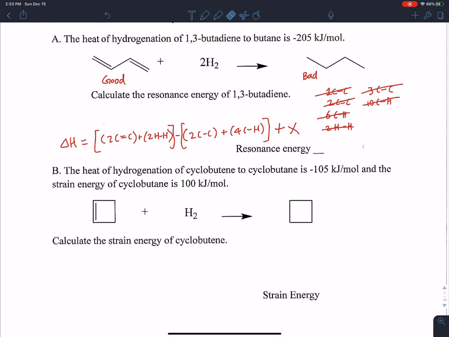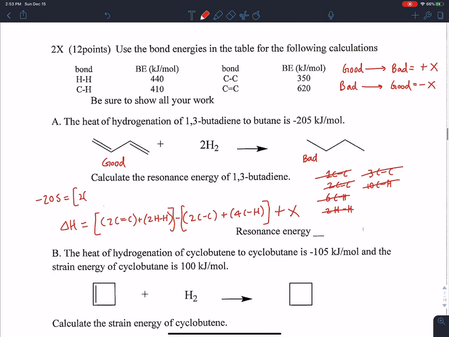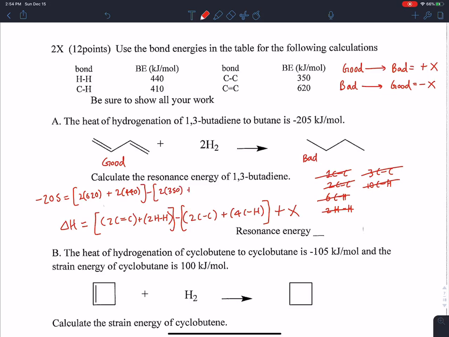So if I erase this top thing here, let's write out all the numbers. Well, I would have negative 205 equals, in the bracket, 2 times C double bond C, which is 620, plus 2 times 440, minus 2 times 350, plus 4 times C–H, which is 410. All that plus x.